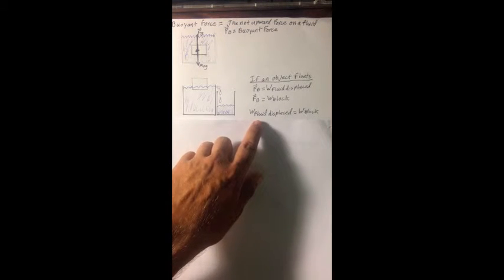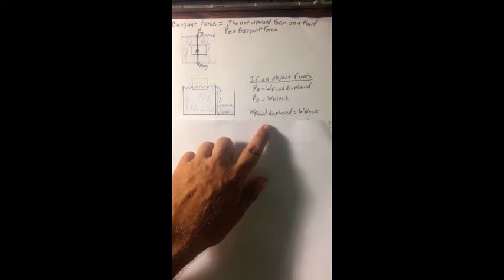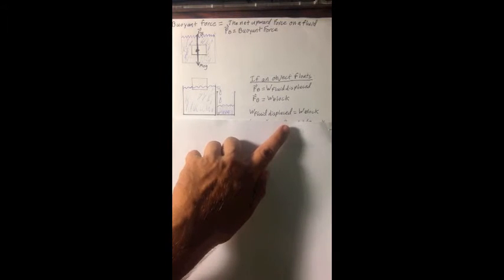So if we have an object that floats, we can see here that the floating block displaces fluid, which is equal to the buoyancy force, and the weight of the block is also equal to the buoyancy force. So we take the weight of the fluid displaced and set it equal to the weight of the block.